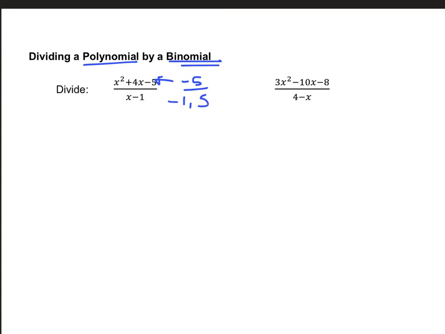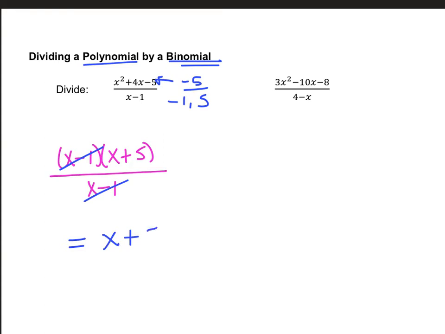So we can go ahead and write this in factored form. x minus 1 times x plus 5, so those are our factors of the polynomial, divided by x minus 1. And then what we notice is that we have an x minus 1 in the numerator and an x minus 1 in the denominator, so those do cancel out or divide out, and our resulting polynomial is this x plus 5.